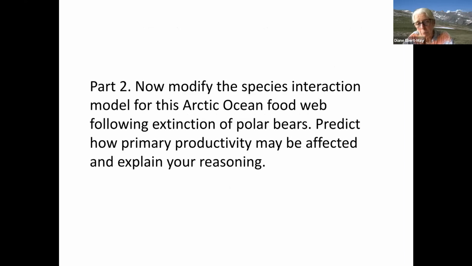All they're saying is primary productivity will either go up, stay the same, or go down, and why. You can limit students to up, down, increase, decrease, stay the same, and this is why. And they can do that in a very clear, thoughtful sentence if in fact they have a decent species interaction model in part 2.